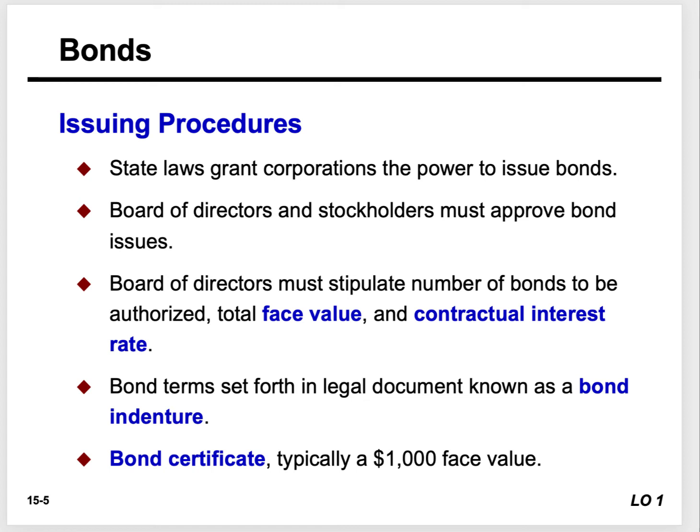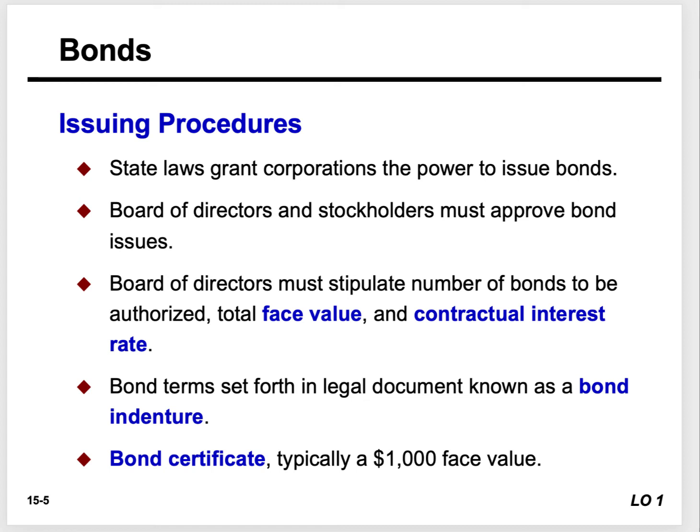Now, once the board of directors stipulates the number of bonds that we can authorize and the face value, again, that face value is usually always going to be $1,000, right? The contractual interest rate can change, meaning the board of directors can pick any interest rate they want. We are going to pay 2%. We're going to pay 10% annually. We're going to pay 25% annually, right? They can contractually stipulate what the stated rate on that bond is, okay?